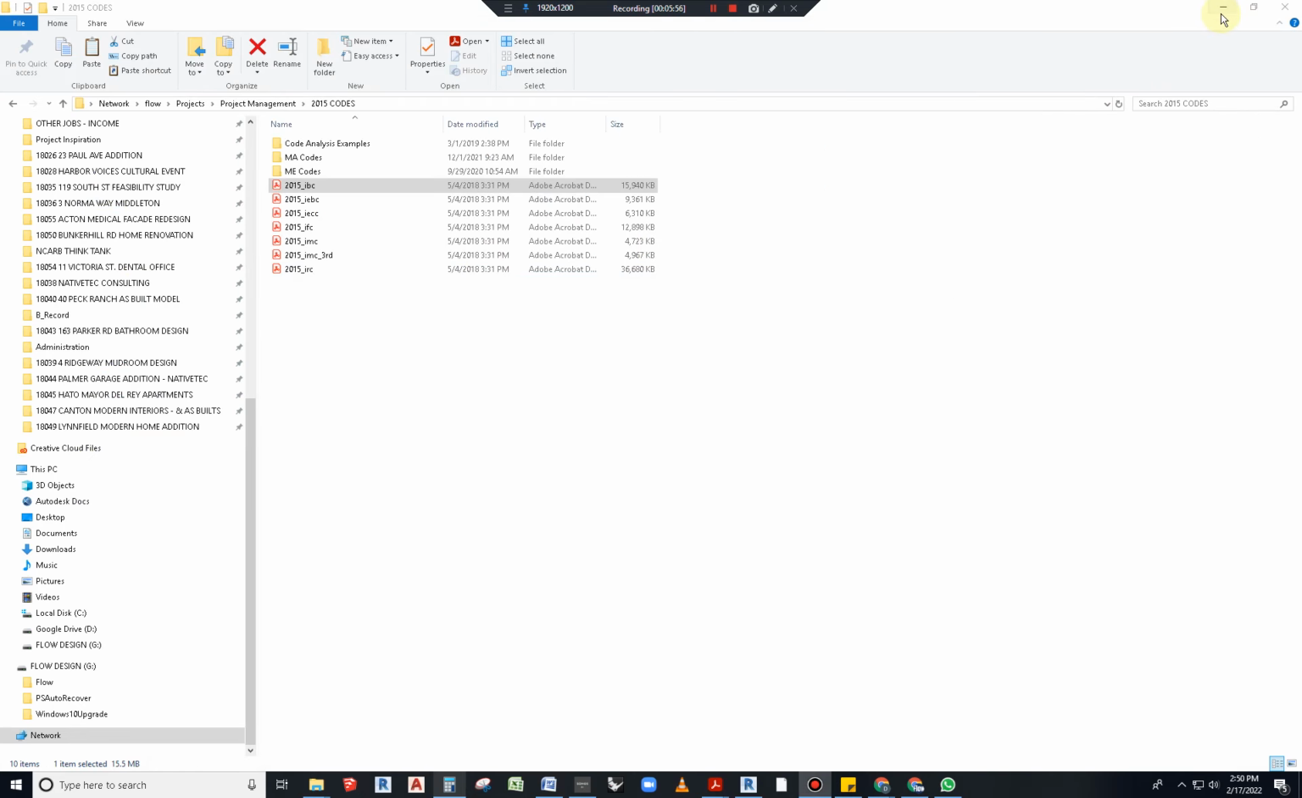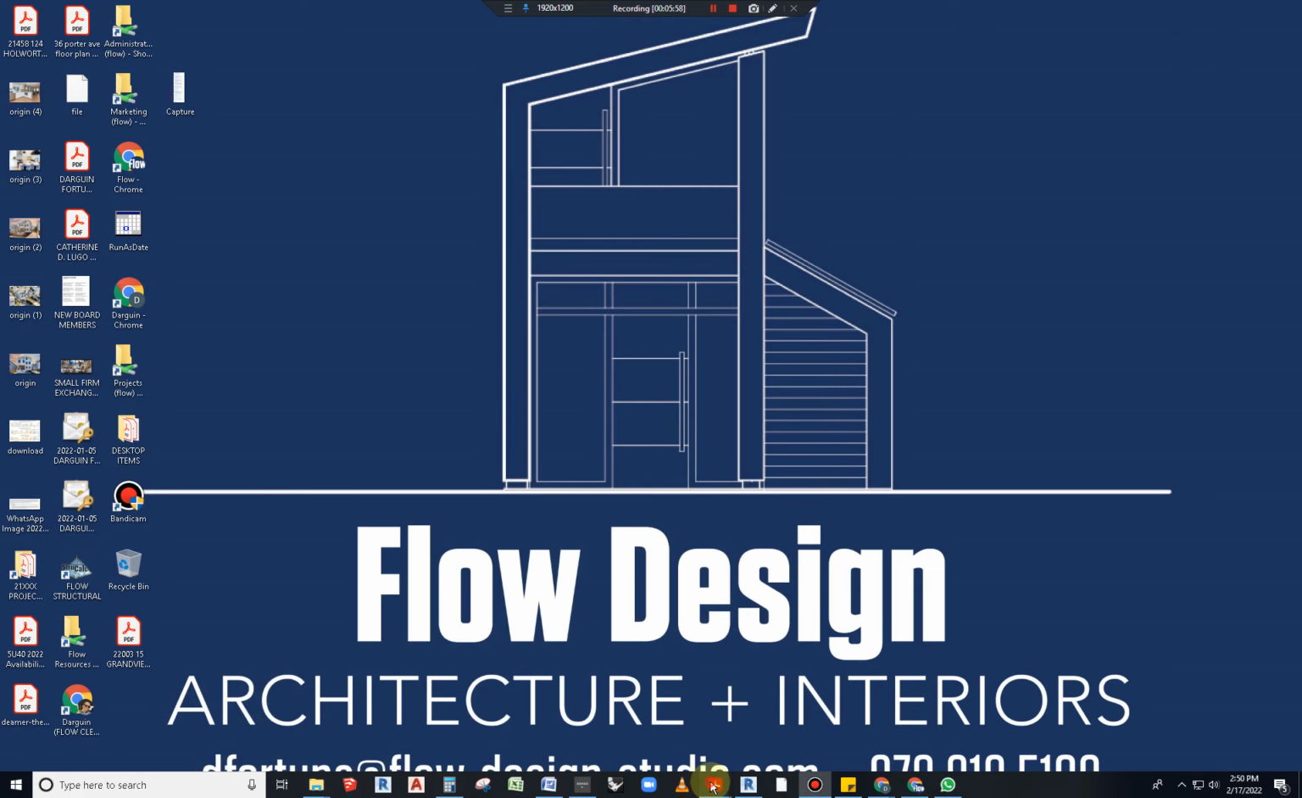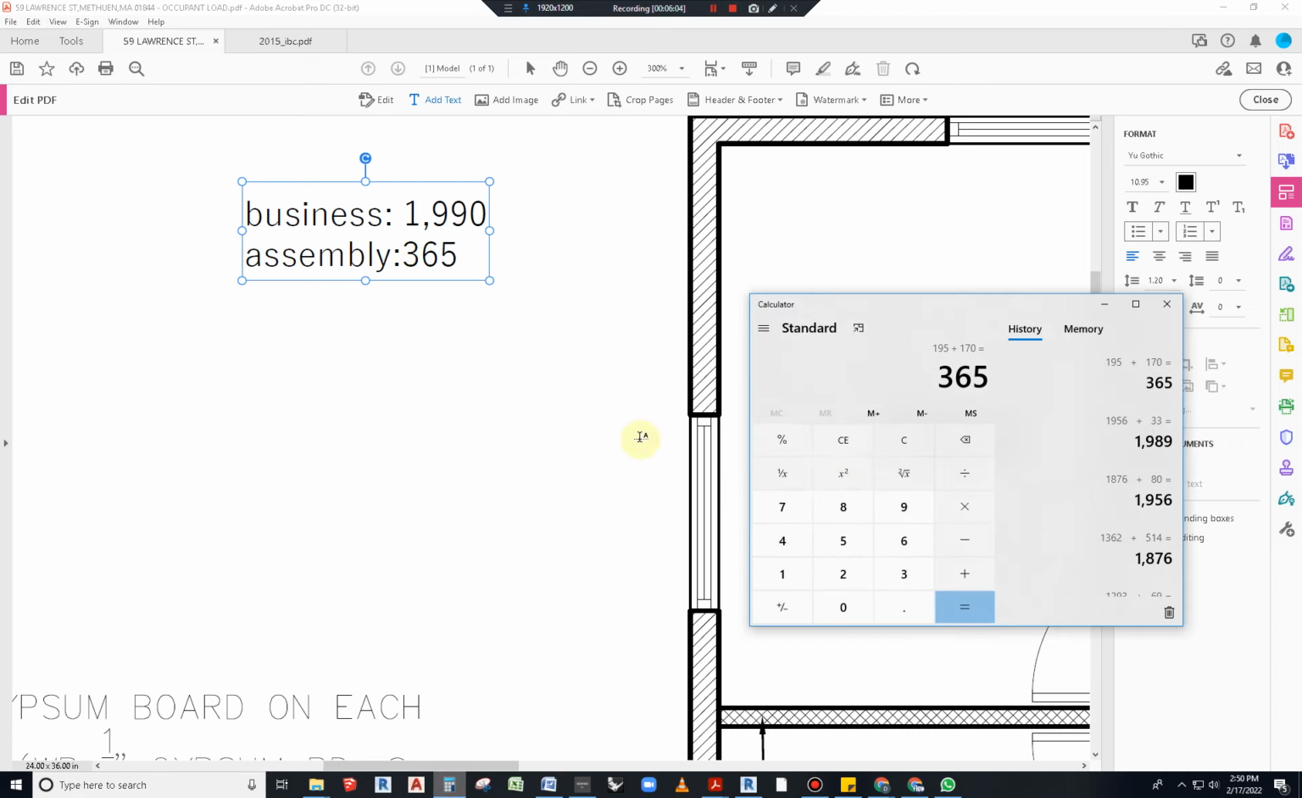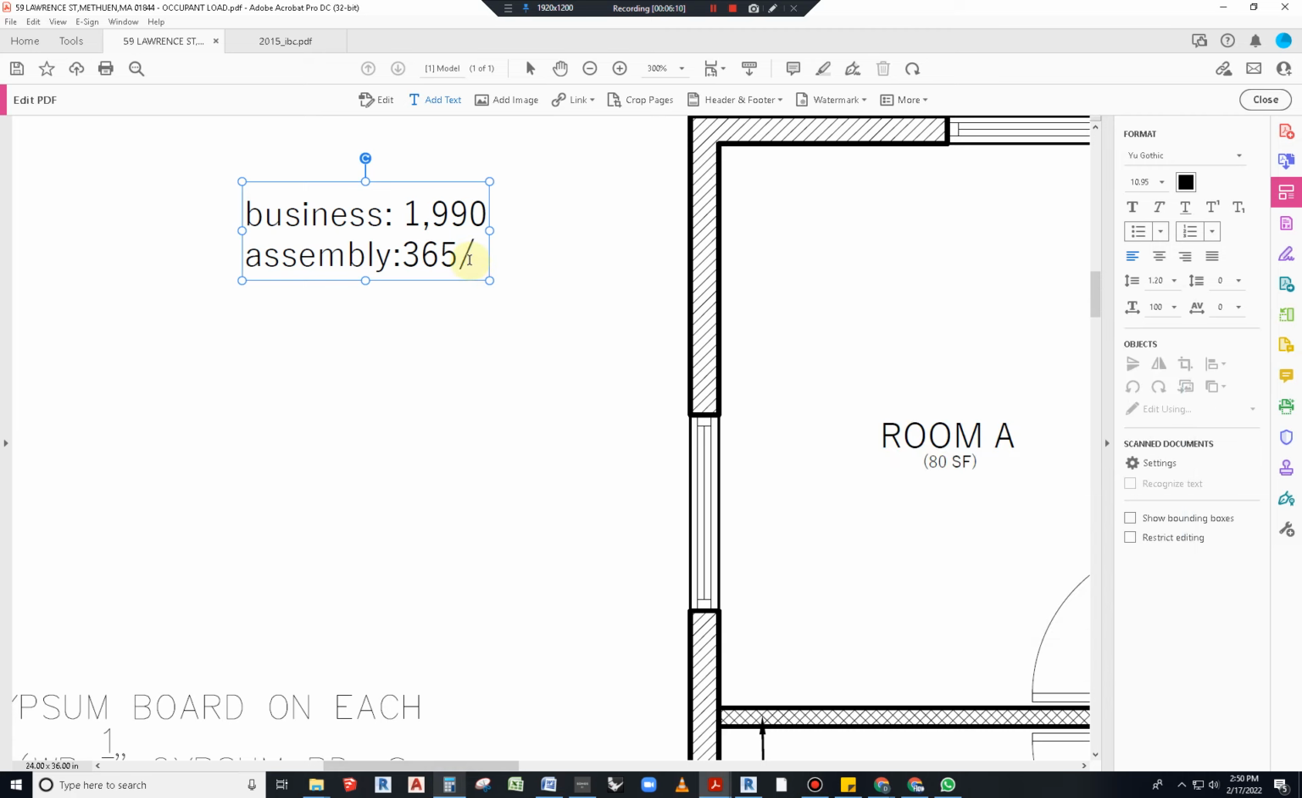So we're going to go back to our area here, and we're going to divide 365 by 7 bedrooms. The majority of the towns can just use half of the attic. So 365 divided by 7 equals 52.